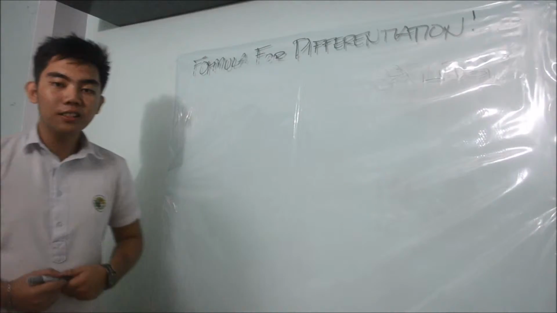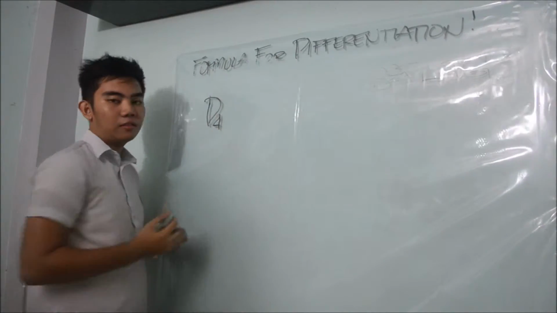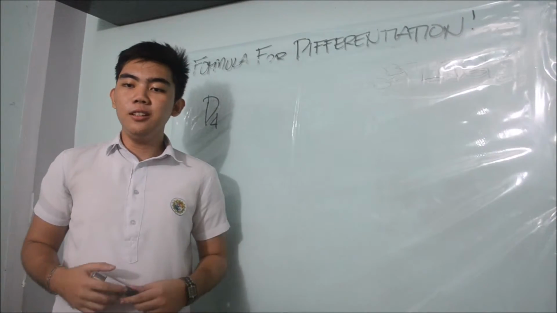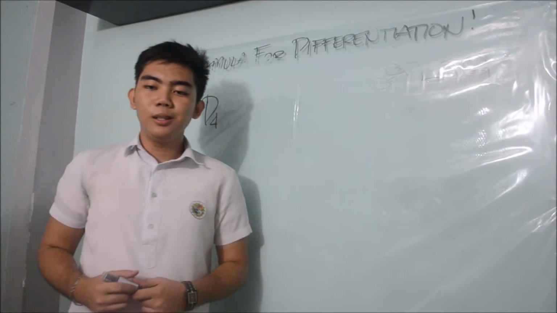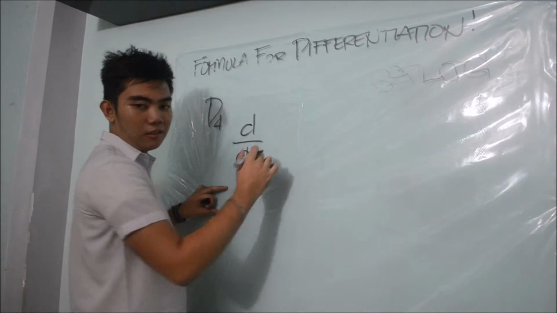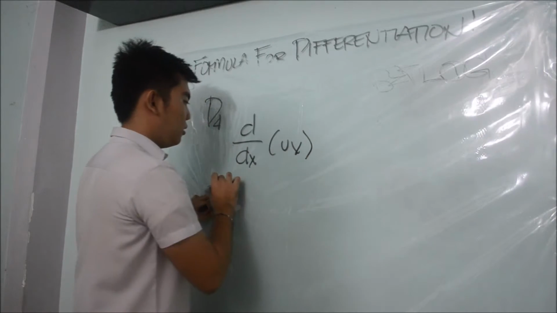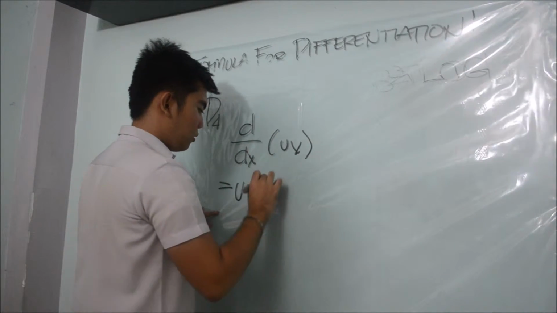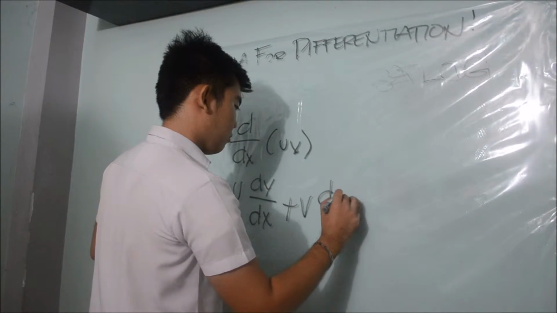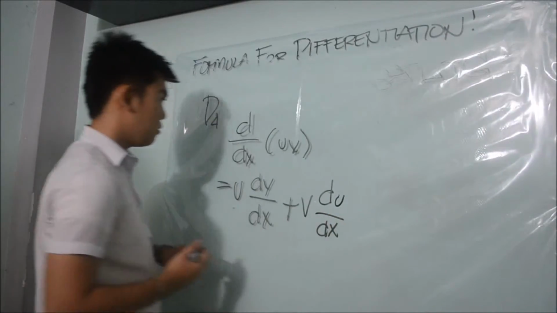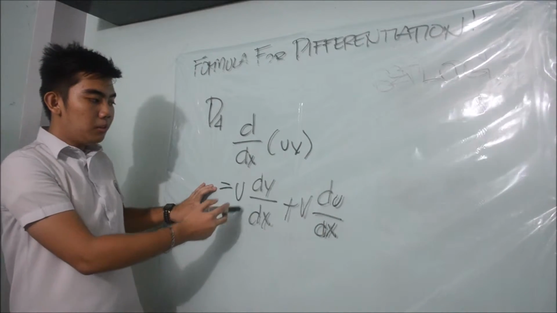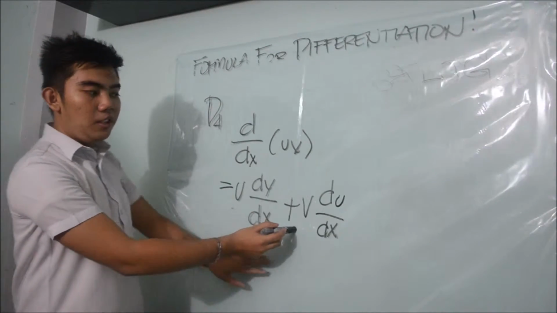The fourth formula for differentiation, or D4. The derivative of the product of two functions is equal to the sum of the products obtained in multiplying each function by the derivative of the other. Our formula, d over dx times the quantity u times v is equal to u times the derivative of v plus v times the derivative of u.